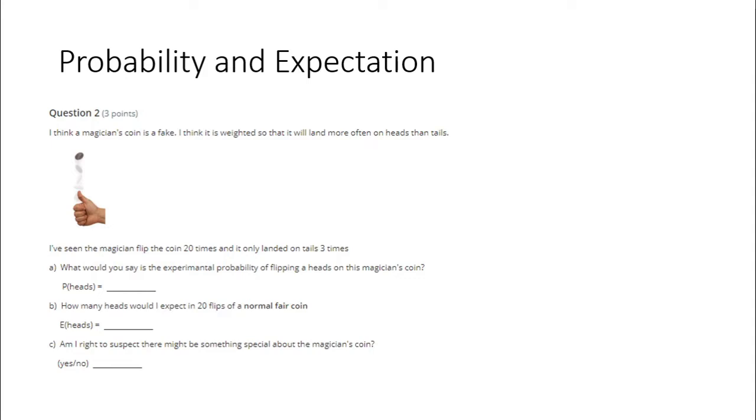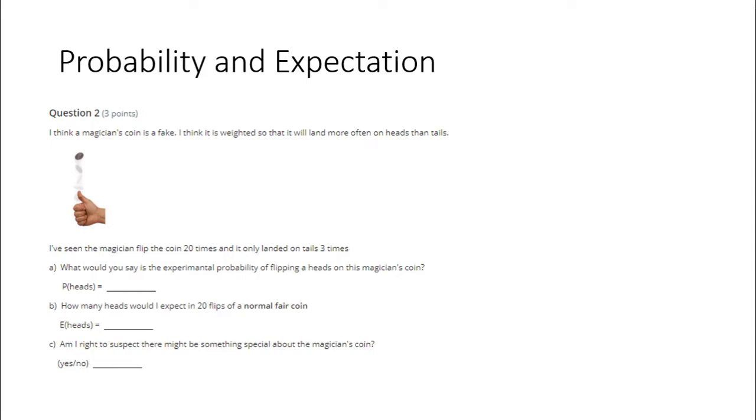Right, question 2 is also probability and expectations. Here we're talking about a magician's coin, and I'm pointing out for you here that I think it's fake. I think there's something wrong here. If I see the magician flip his coin 20 times and it only lands on tails 3 times, what would you say is the experimental probability of flipping the heads on this magician's coin?